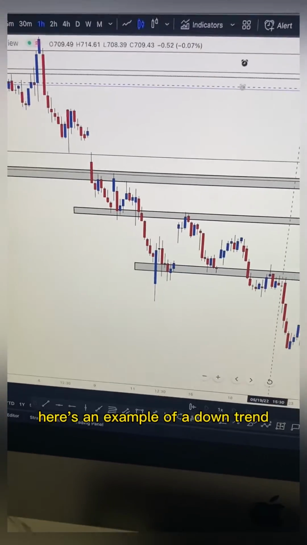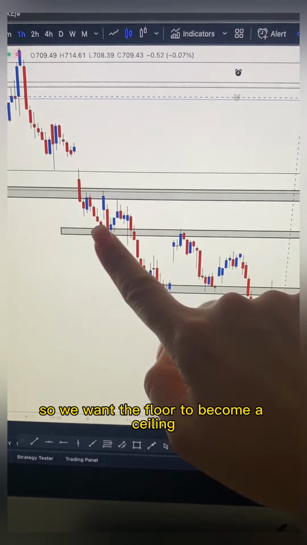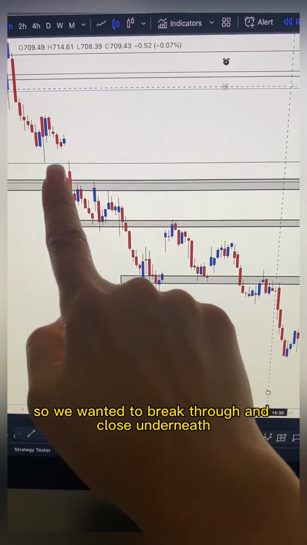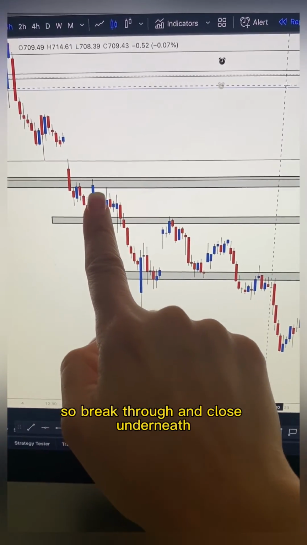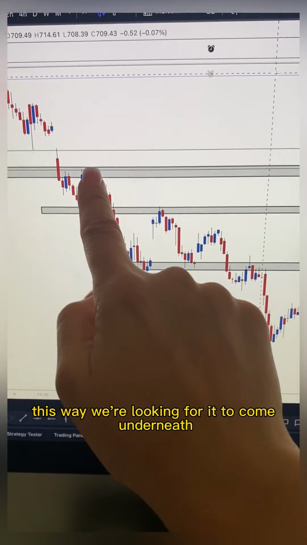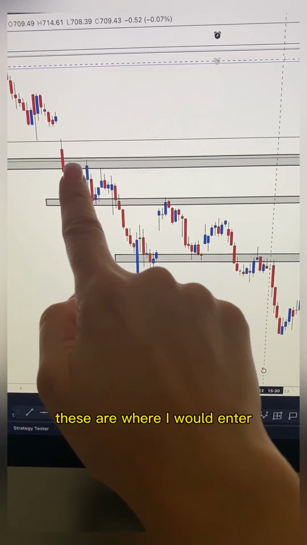All right, here's an example of a downtrend. Instead, we want the opposite. So we want the floor to become a ceiling. So we want it to break through and close underneath. For the buy, we were looking for it to land on top. This way, we're looking for it to come underneath. So this is a break, retest, retest. These are where I would enter.